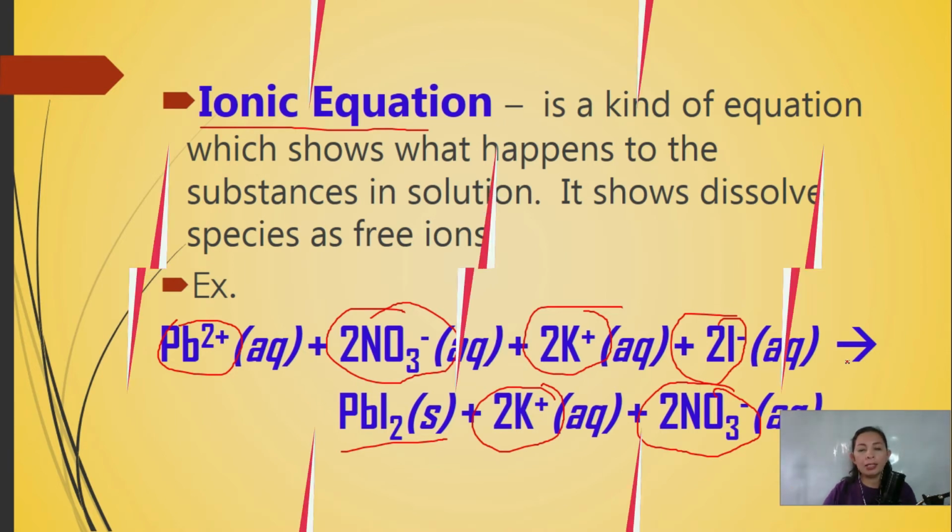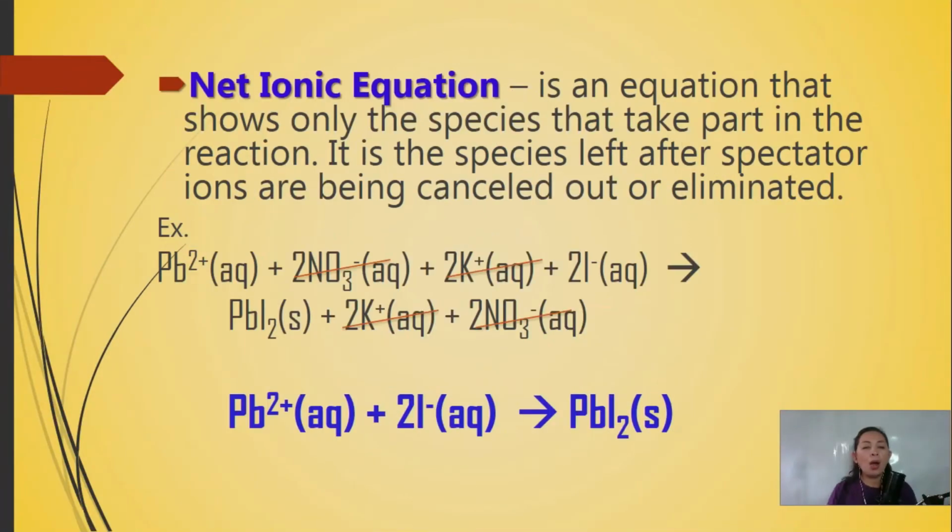Do you understand? And next, we have the net ionic equation. A net ionic equation is an equation that shows only the species that take part in the reaction. It is the species left after the spectator ions are cancelled out or eliminated. So in other words, these are only the species that take part in the reaction.